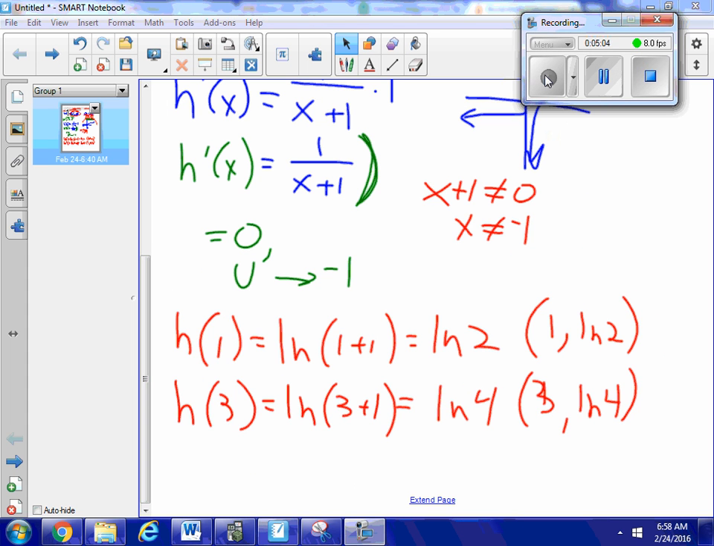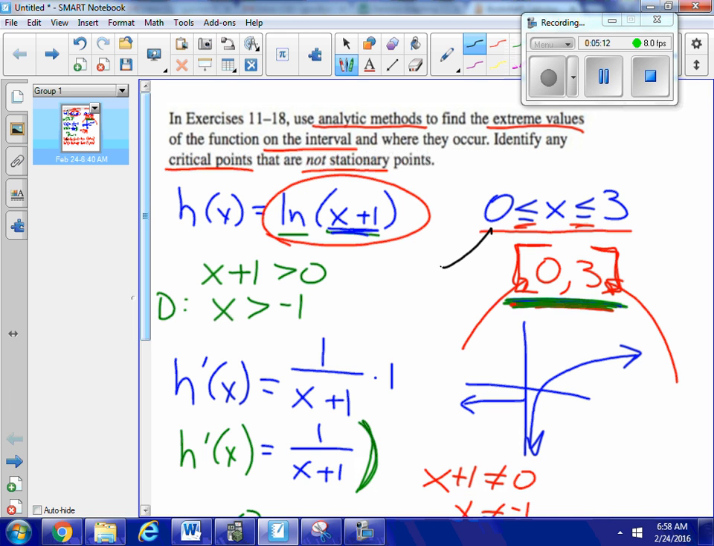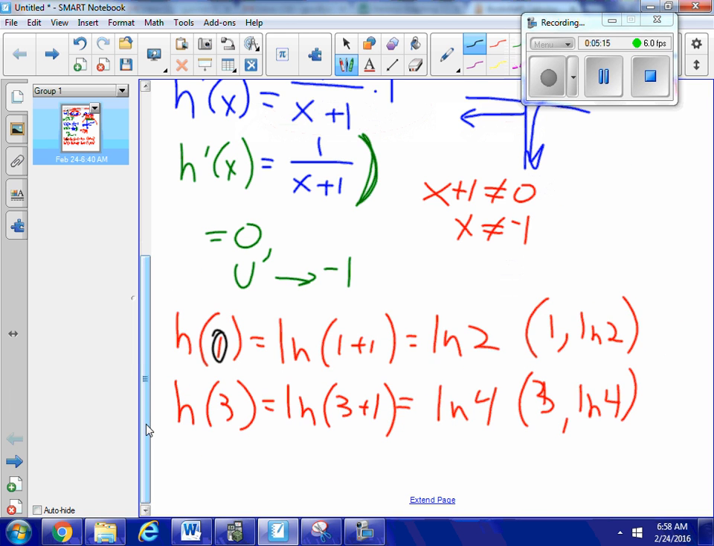Stop, I made a mistake, so bear with me here. This really should be h of 0, because my farthest left number wasn't 1, it was 0. So then this becomes 0 plus 1. This becomes ln 1. And of course, the natural logarithm of 1 is 0, because we know that all logarithmic functions have the point (1, 0). So if I have the input 1, I have the output 0. So these are my values here, and they exist.